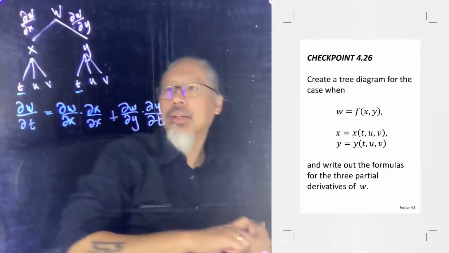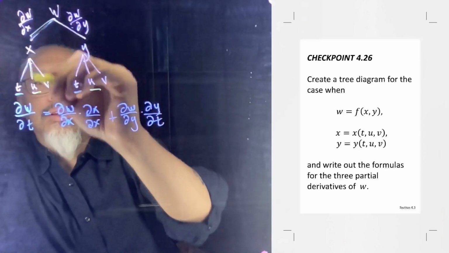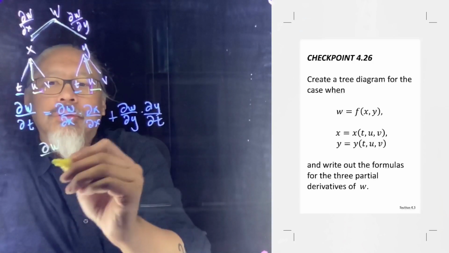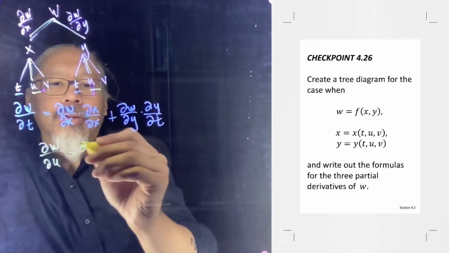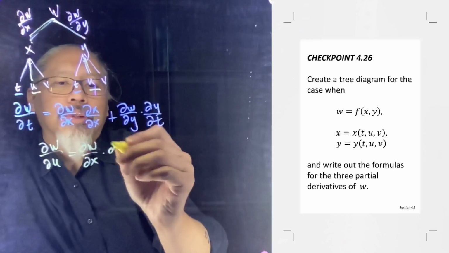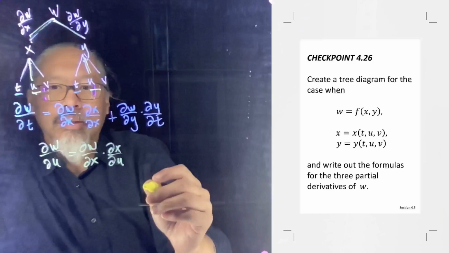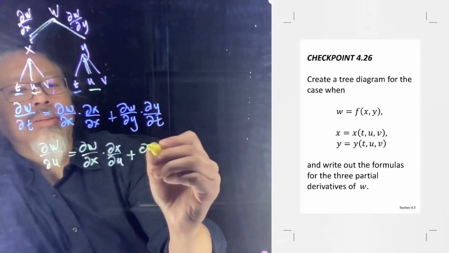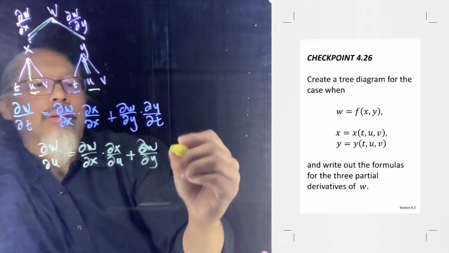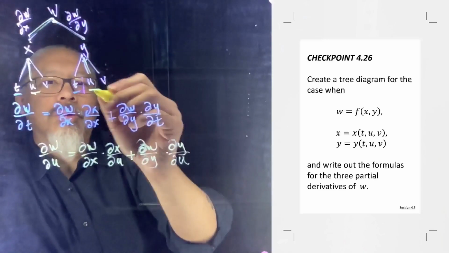Our second one, let's take a look at the variable u and find the ways to get to the u. The partial of w with respect to u is going to be the partial of w with respect to x, that'll get us here, times the partial of x with respect to u, and that gets us down to the variable. The partial of w with respect to y would get us down to here, and then the partial of y with respect to u will get us down to the bottom.